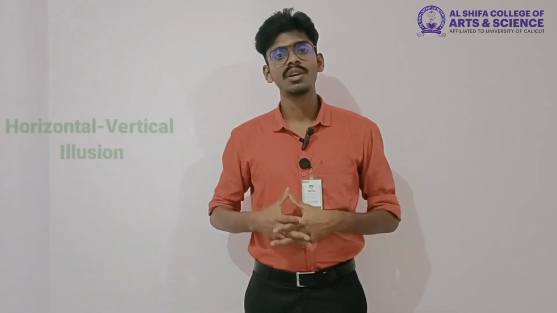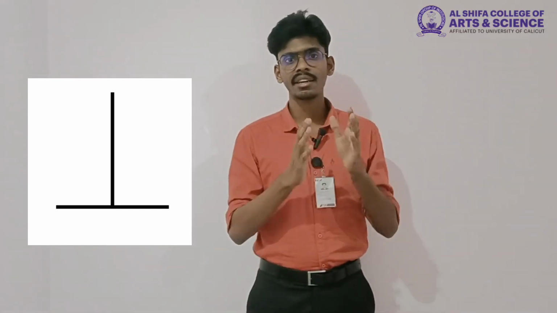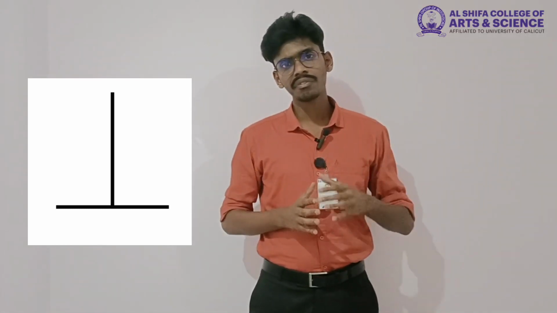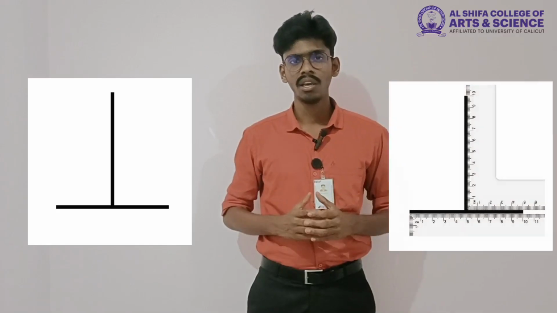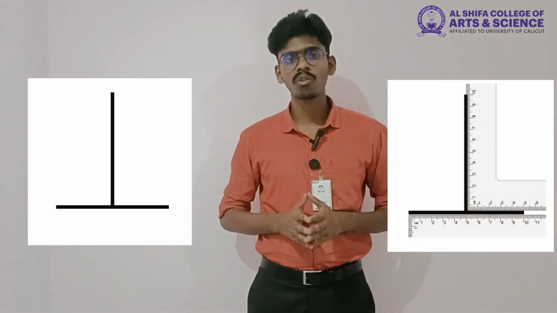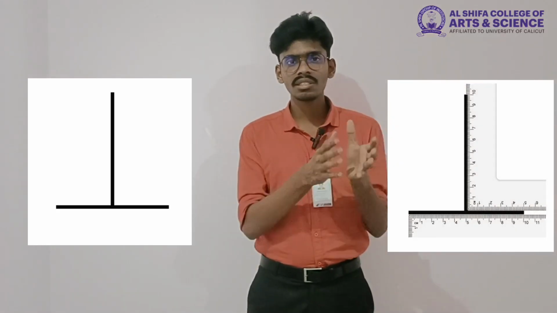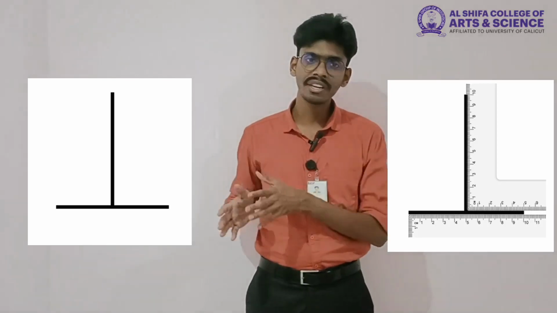And another one is the horizontal vertical illusion. This is an illusion that we are going to study in our lab. You can see a live example of this illusion in the laboratory. Take a look at this image. In this image, there is a vertical line and a horizontal line. We perceive the vertical line as larger than the horizontal line. But actually, both lines are equal. We perceive the vertical one as larger. This type of illusion is called the horizontal vertical illusion.